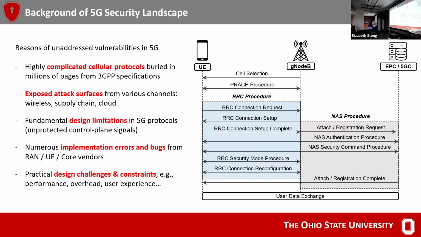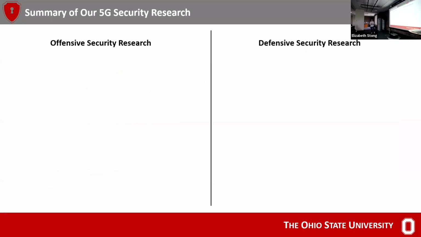And those are often put first before security. They may not really need to implement some security functions before those security threats actually happen. So those are some of the major reasons that we summarize for why there are so many vulnerabilities in 5G.